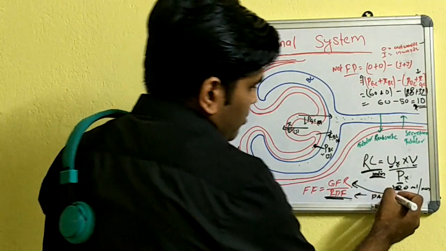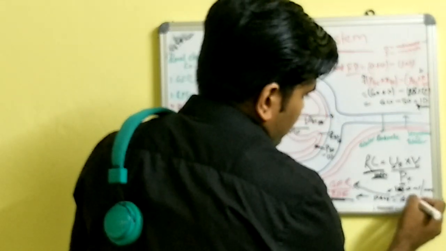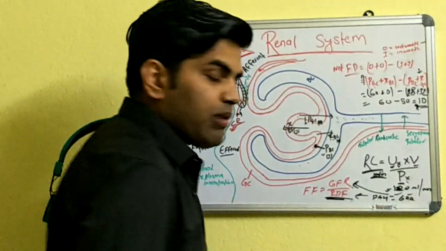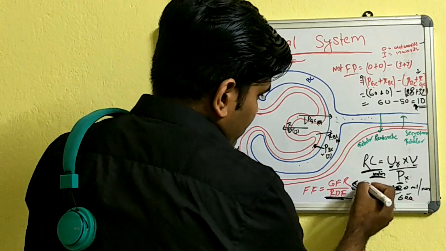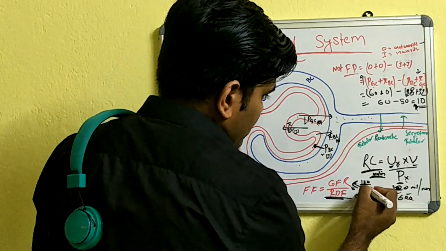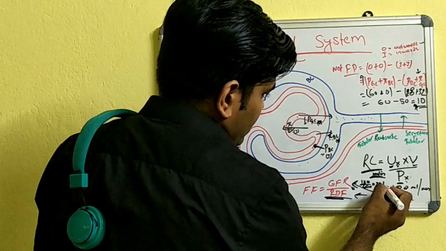So para-aminohippuric acid clearance will come as around 600, right? Which is renal plasma flow. So GFR by renal plasma flow, 120 by 600, is equal to 20%.